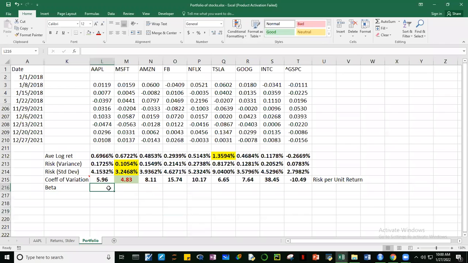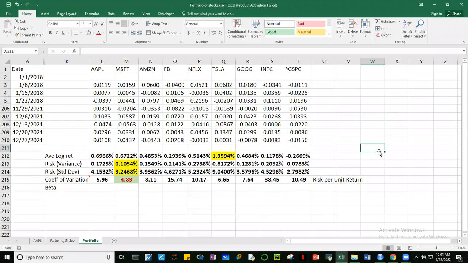Kasi by definition, sabi natin, the beta is a measurement of the relative risk of the stock relative to the market. Ito yung market natin. So gusto natin malaman how sensitive is our stock, for example, Apple, relative to the market. Okay? So we will just have a computation here of the basic beta.